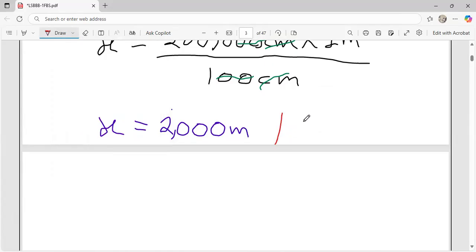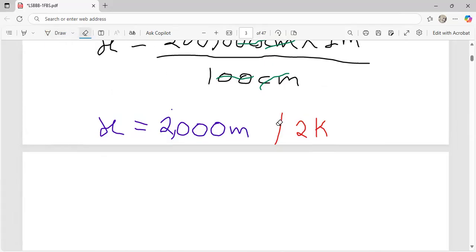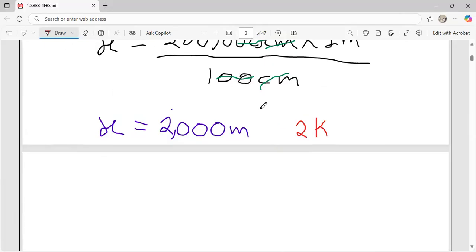two kilometers. Yes, if you convert your answer into kilometers, you are going to get two kilometers. That is also not bad.